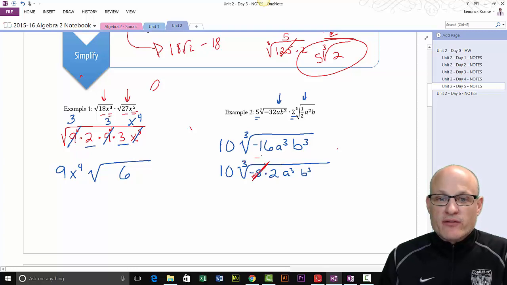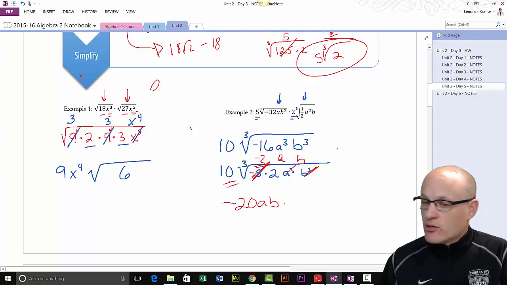Cube root of negative 8 is negative 2. The cube root of A cubed is just A, and the cube root of B cubed is just B. So when I multiply all this stuff out, I get negative 20, that's the 10, times the negative 2, AB, and then what's left over?